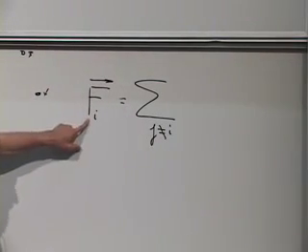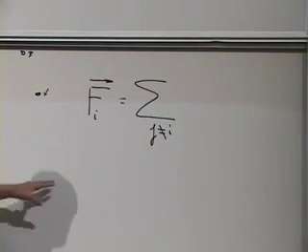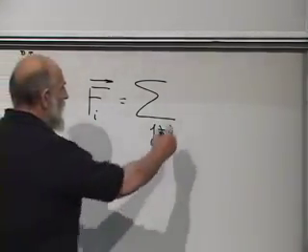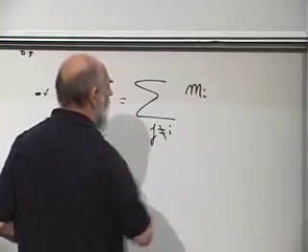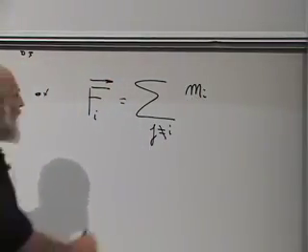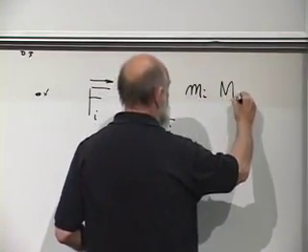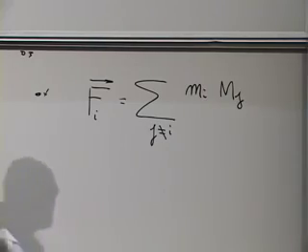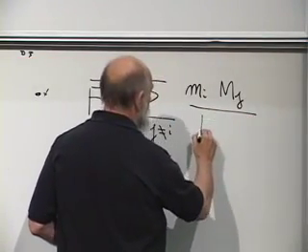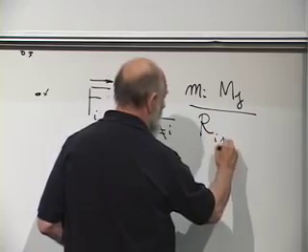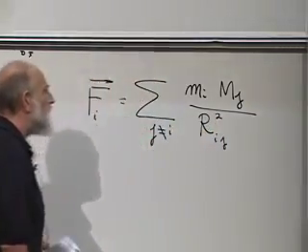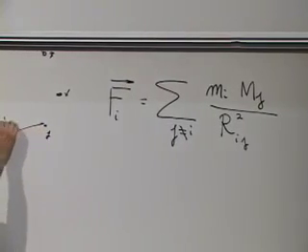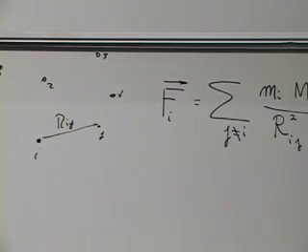So the force on the first particle doesn't come from the first particle. It comes from the second particle, third particle, fourth particle, and so forth. Each individual force involves m sub i, the mass of the ith particle, times the mass of the jth particle. Product of the masses divided by the square of the distance between them. Let's call that R_ij squared. The distance between the ith particle and the jth particle is R_ij.